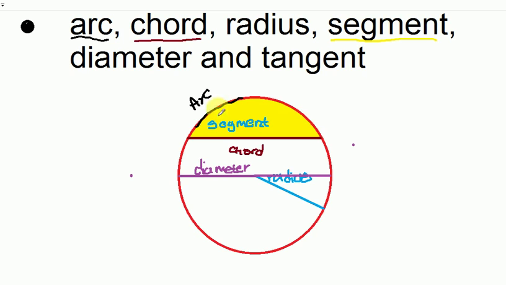Now we're getting to a tangent. So a tangent is a line that makes contact with a circle at only one point of the circumference. And the other thing that you should know is that a tangent is always perpendicular to the radius. So let me draw you a tangent. This will be the tangent. Draw it in black.